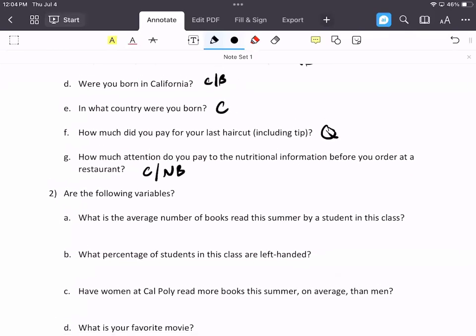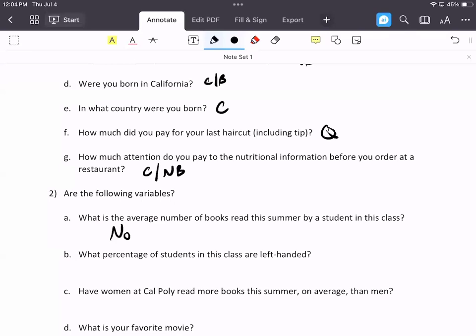So the first one is, what is the average number of books read this summer by a student in this class? Well, the average number, what are we going to have to do to find it? Well, we're going to have to do some sort of calculation. Once we have that number, is it going to change? Well, no. What's the average number? This is actually a calculation. So this isn't going to vary from student to student.